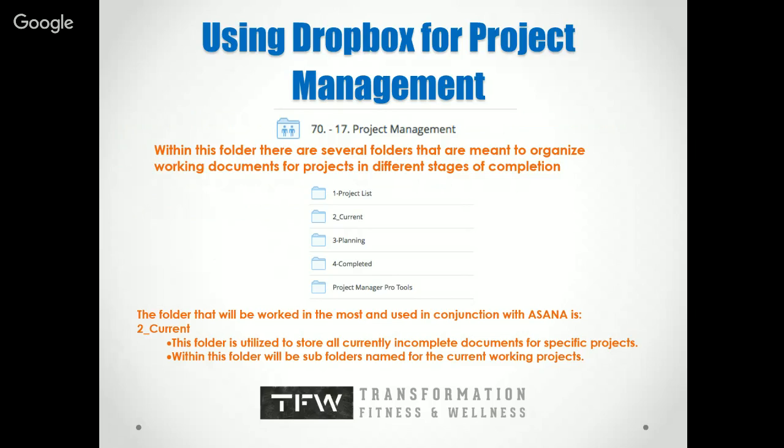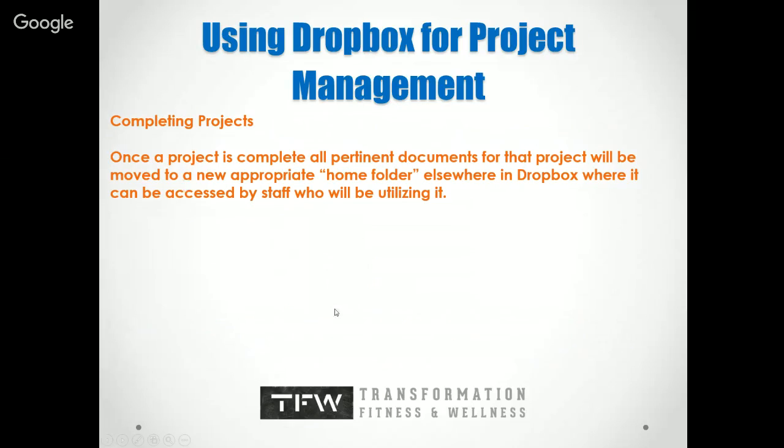The folder that will be worked in the most and used in conjunction with Asana is current. This folder is utilized to store all current incomplete documents for specific projects. Within this folder will be subfolders named for current working projects as well. Completing projects: obviously once a project is completed, all permanent information of that document for the project will be moved to a new appropriate home folder elsewhere in Dropbox where it can be accessed by staff who will be utilizing it. And again, I kind of went through that with the training manual for the staff.